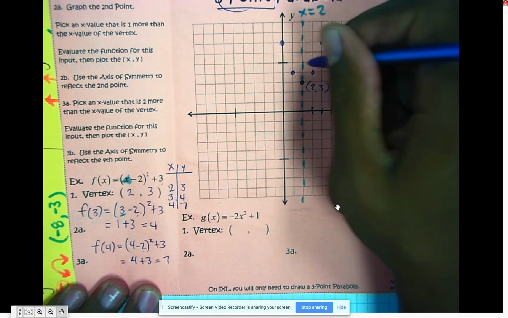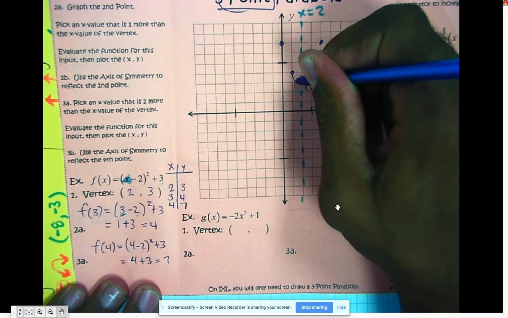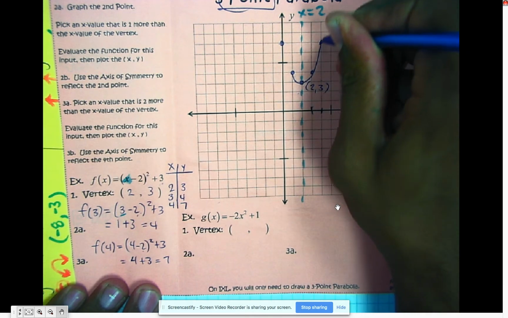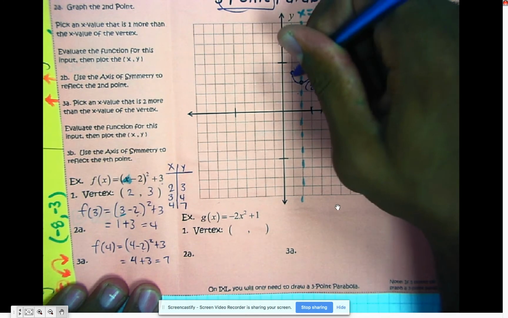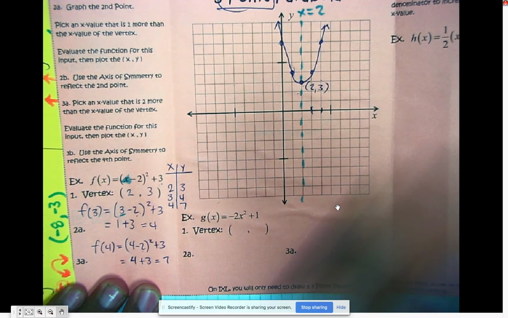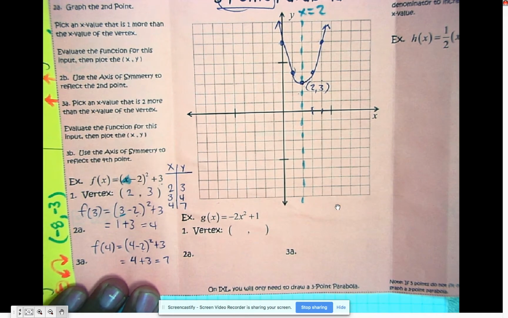Okay. Now, parabolas are U's, they're not V's, so make sure that when you connect these dots, you make a nice smooth U at the bottom. And then it kind of just goes straight up to the left and right. Okay, so there's your first graph.